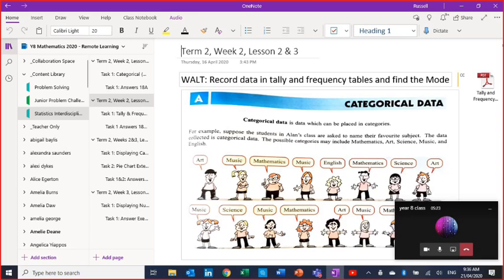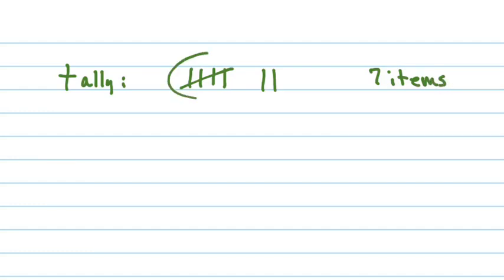Okay? So the first thing we want to do is just talk about what a tally is and what frequency means. And you've done a tally before. A tally is simply when you use a little mark to represent how many times something happens, right? And then if you get 5, you put a little line across to group them into 5s. So this particular tally indicates that I have 7 items, right? 1 group of 5 and then 2 more. You've done a tally before. Everybody okay with that?